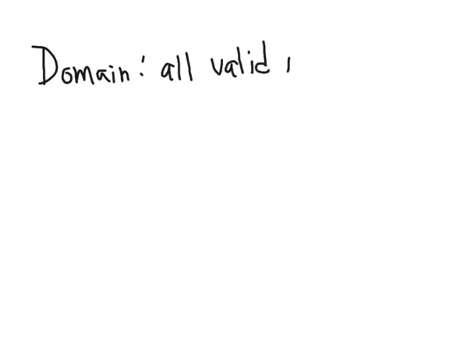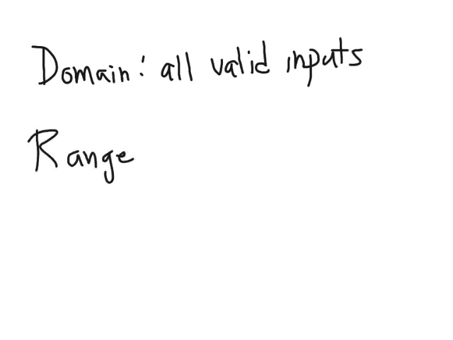Alright, the last thing we have in this section is domain and range. Domain is all valid inputs. And range is the opposite, all valid outputs.